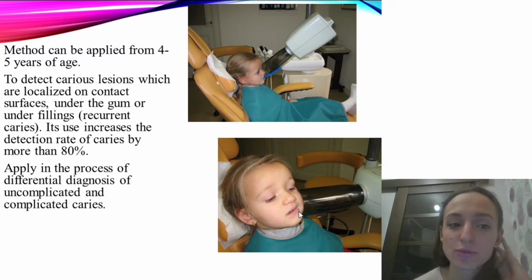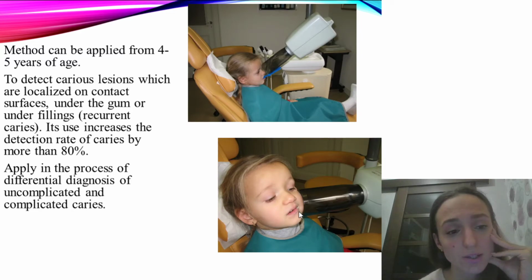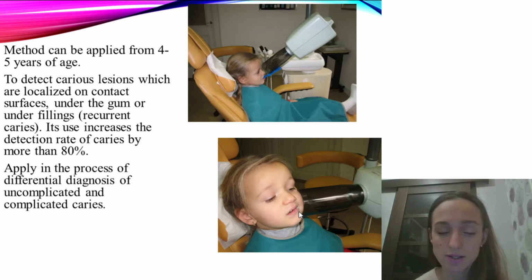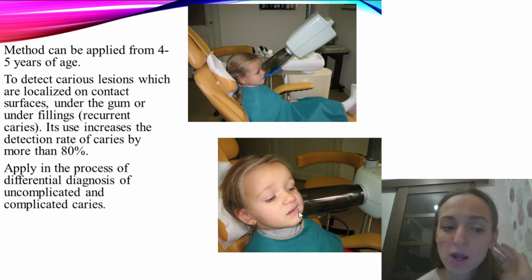The method can be applied from 4 to 5 years of age, and to detect caries lesions which are localized on contact surfaces under the gums or under fillings. Its use increases the detection rate of caries by more than 80%. It is applied in the process of differential diagnosis of uncomplicated and complicated caries.